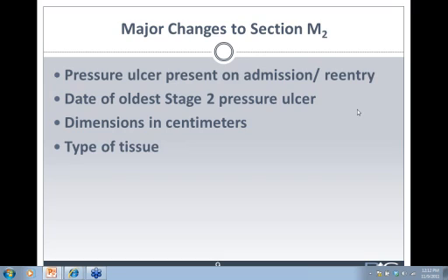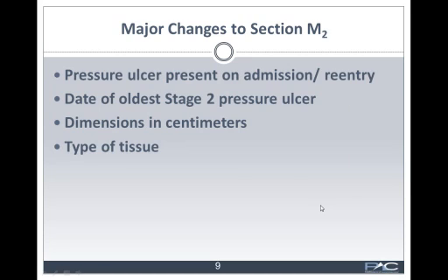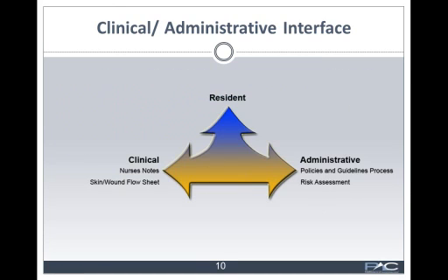So one of the things is first and foremost taking a step back and looking at your organizational assessment, and looking at your organization and how your whole wound process works within your facility. And a few things you need to look at are the tie-ins with your clinical, as well as the administration, as well as your policies and procedures.